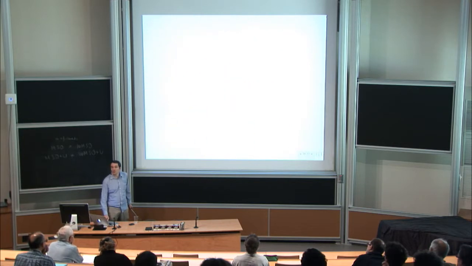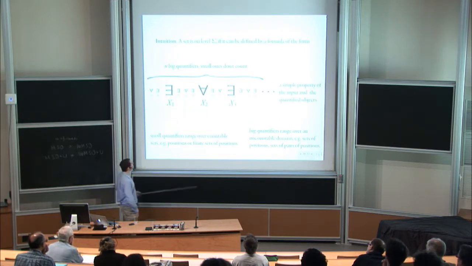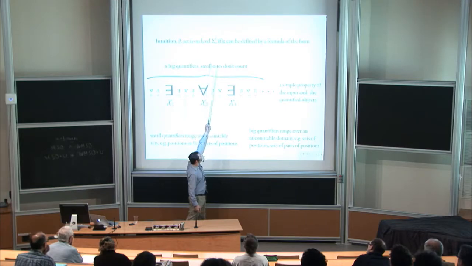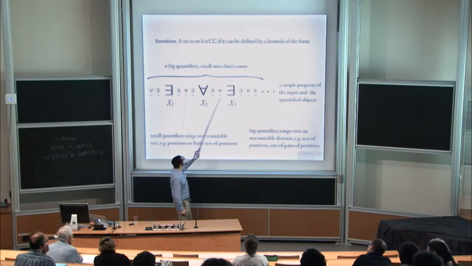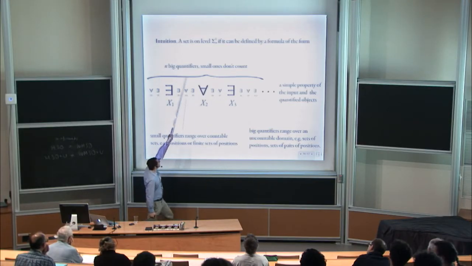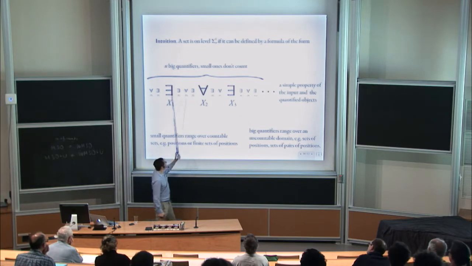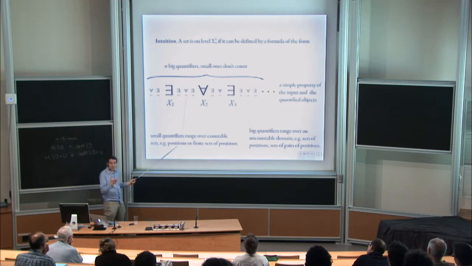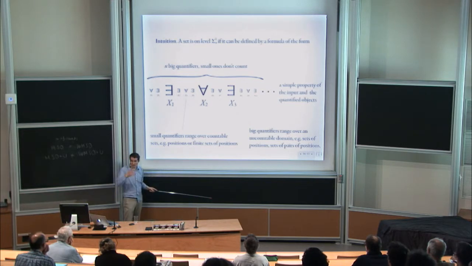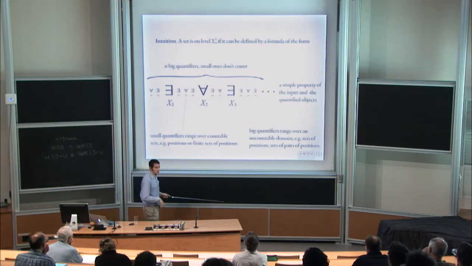To get an intuition of what it means, the idea is as follows. You are on the nth level of this projective hierarchy if you can be defined, whatever that means, by a formula which looks like this. You have small quantifiers, and they don't count, and you have big quantifiers. The small quantifiers range over countable sets. So if it's a word, for instance, you can range over positions, or pairs of positions, or finite sets of positions. This is a countable quantification.